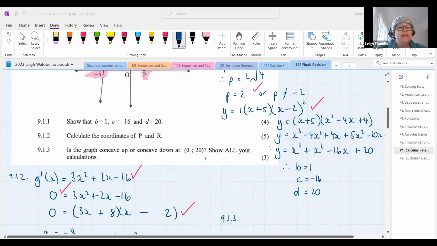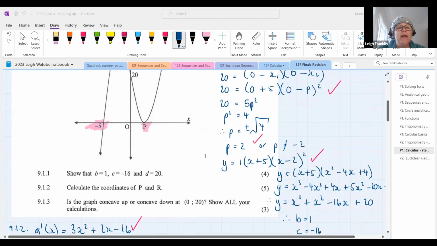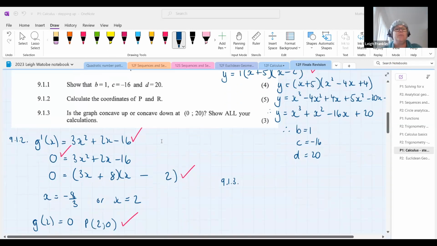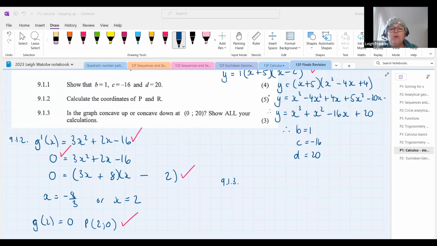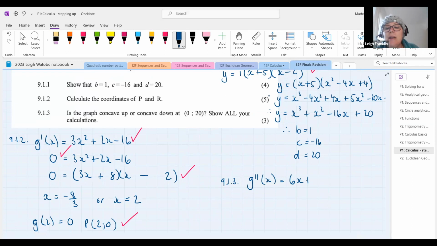Now they say to us, is the graph concave up or concave down at 0 and 20? So at the y-intercept, they want to know, is the graph concave up or concave down? Show all your calculations. So what should we do when they start talking about concavity? Matrix, what do we do? We're going to work out the second derivative, absolutely. So going from our first derivative, we've now got g prime prime x. We're going to derive again, and that's going to give us 6x plus 2.